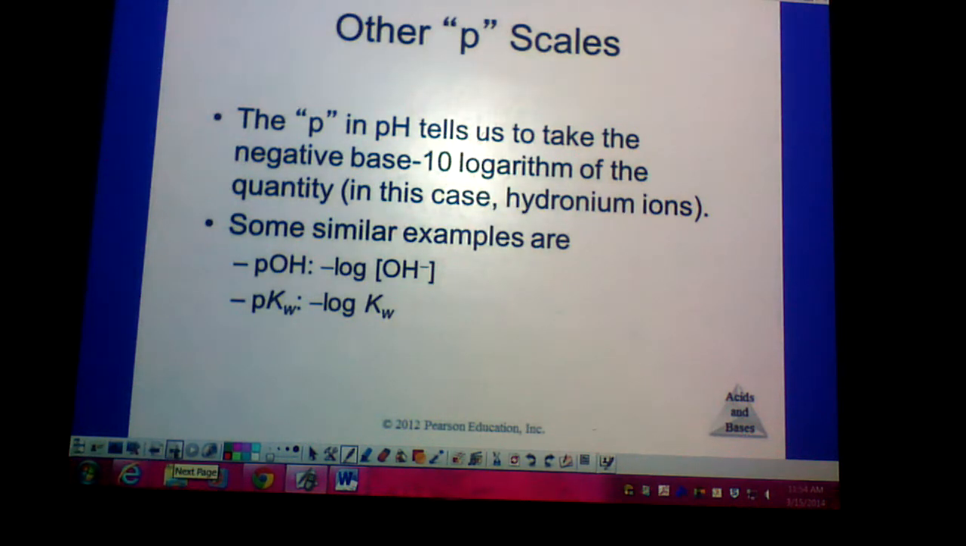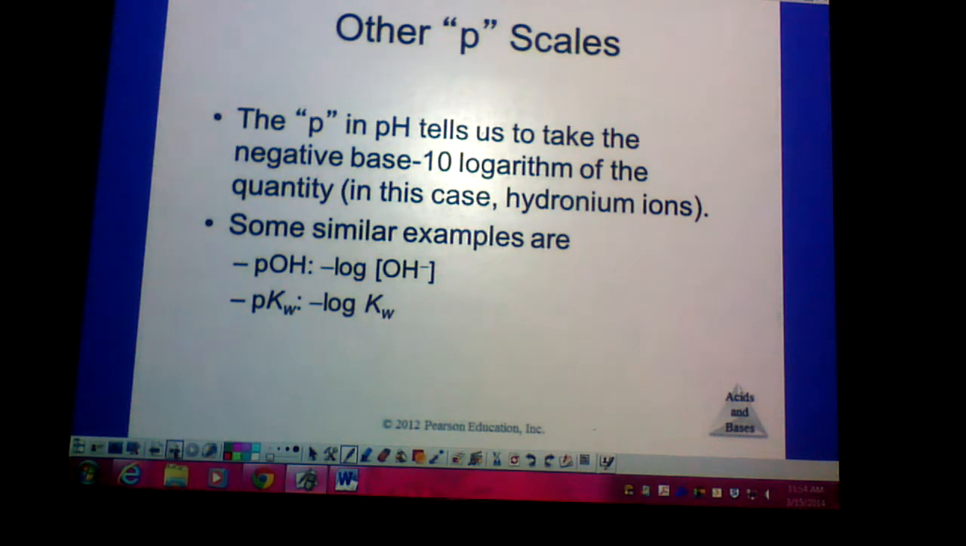So the other p scale is what we just said, pOH. All that means is, instead of taking the negative log of the concentration of hydrogen, we're going to take the negative log of the concentration of hydroxide. So it's no different, just that you're taking hydroxide concentration instead of hydrogen, or hydronium. So let's do an example.